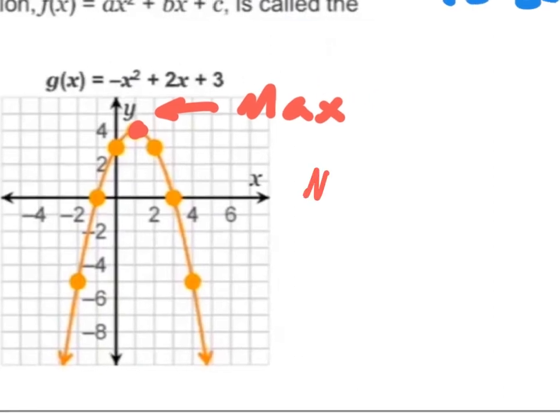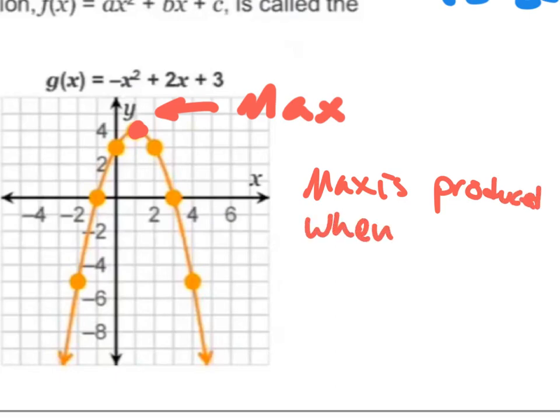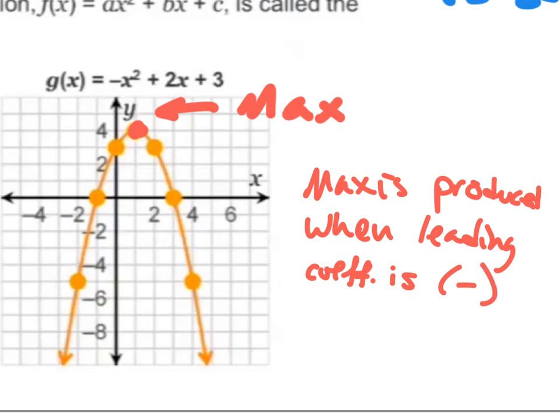A maximum is produced when your leading coefficient is negative. That's what we see here, that negative value. Leading coefficient, that's the same thing as saying our a value.